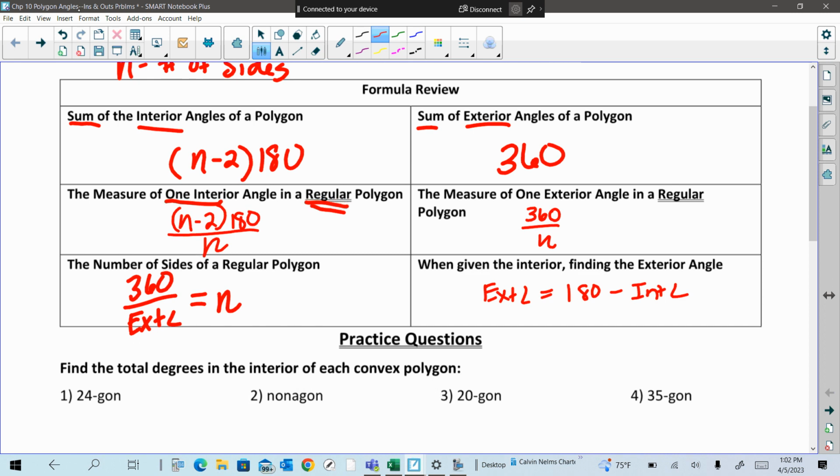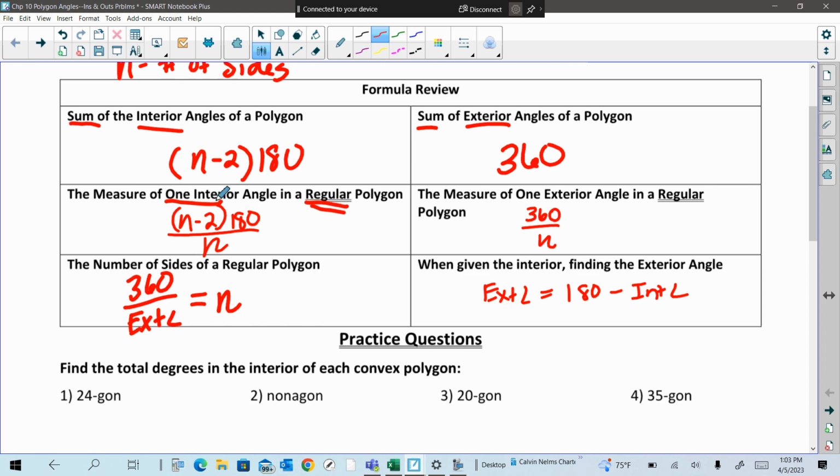So I needed you to get the formulas in each box, because if I'm talking about the sum of interior angles, that's n minus 2 times 180. If I'm just talking about the sum of exterior angles, it's always just 360. We don't have a formula. You just have to memorize that it equals 360.